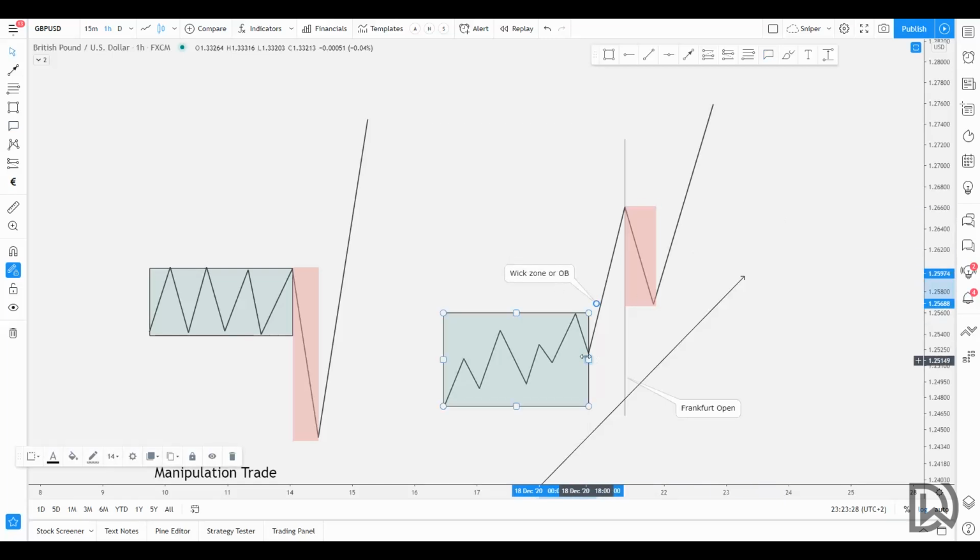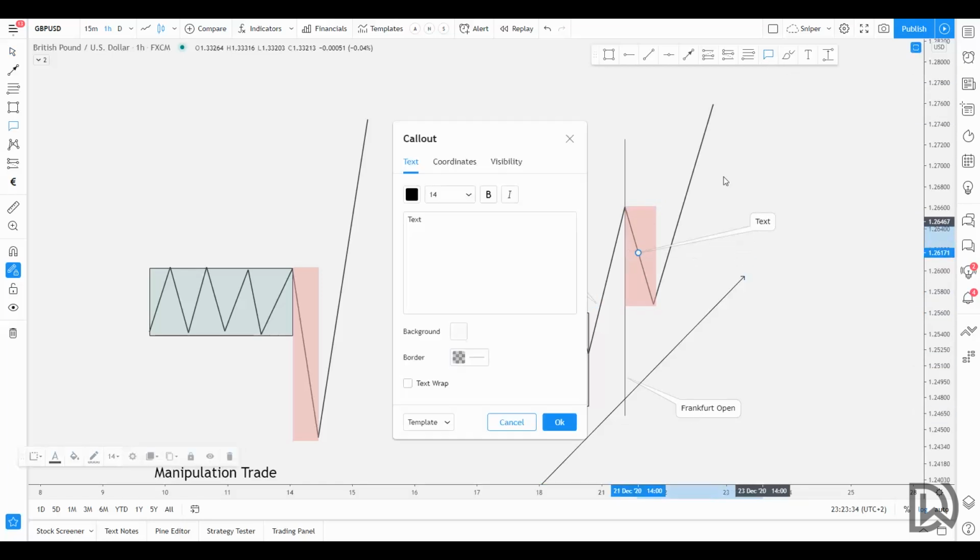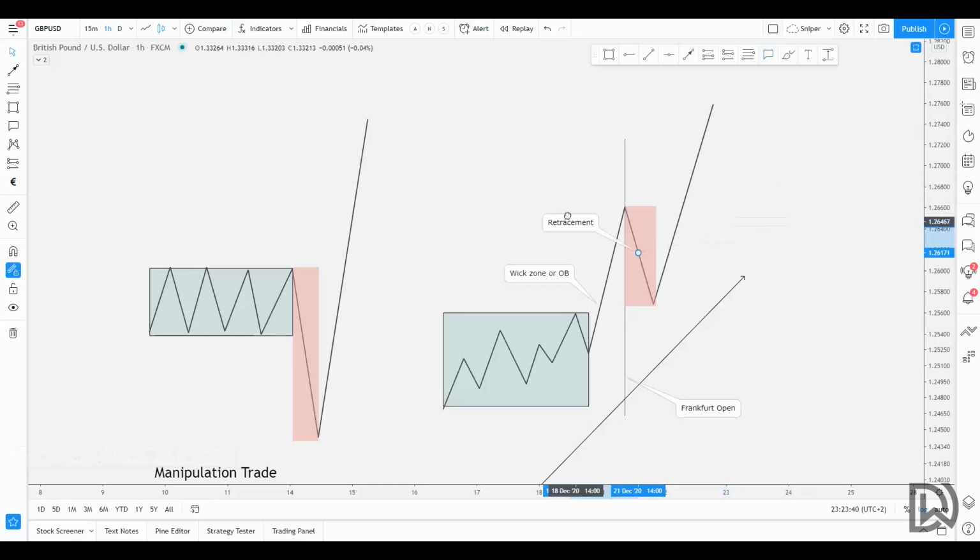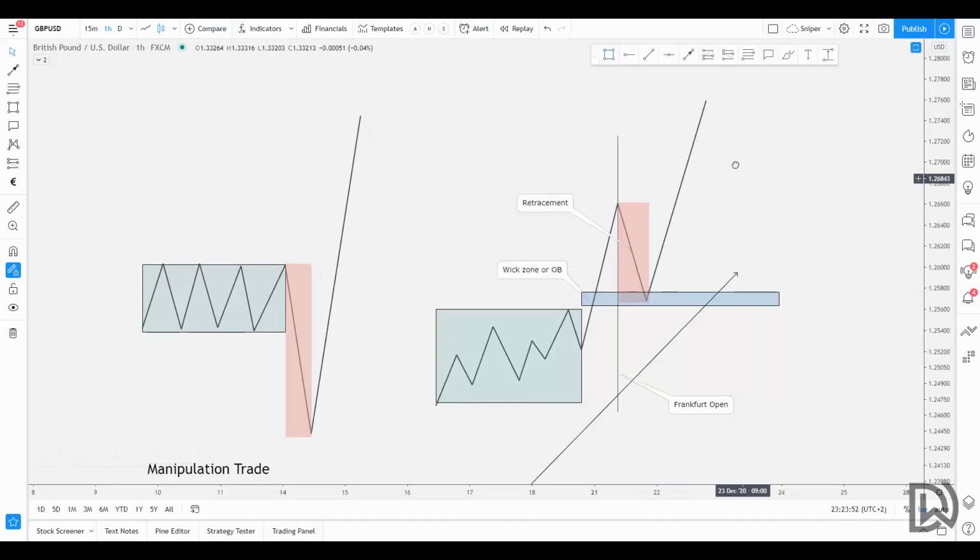So once price has pushed up and we see that retracement, this is the retracement. We look for that retracement to reach into an order block or a wick zone, and that is then where we take the long from, in that area.